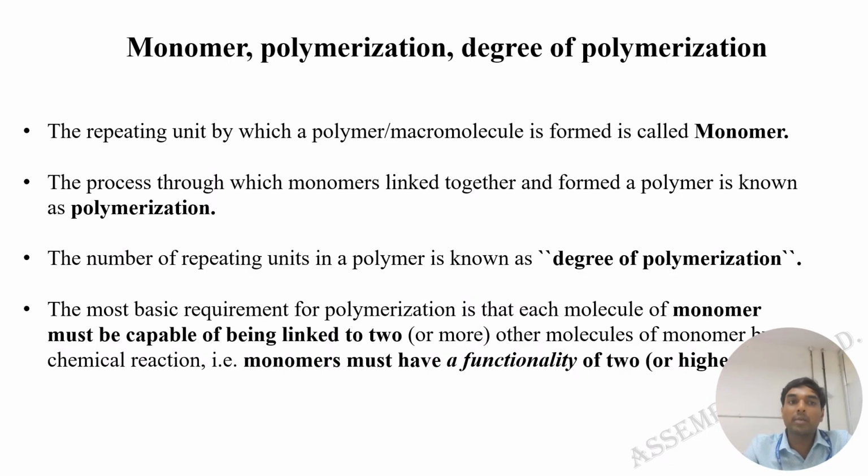And what is polymerization? The process by which monomers are connected to each other by sigma bonds. That's called polymerization. It can be double bonds also, meaning triple bond to double bond or double bond to single bond. The n means the number of repeating units, called the degree of polymerization. The basic requirement for polymerization is that the monomer should have either a double bond or functional groups on both sides so that they will be connected with each other.